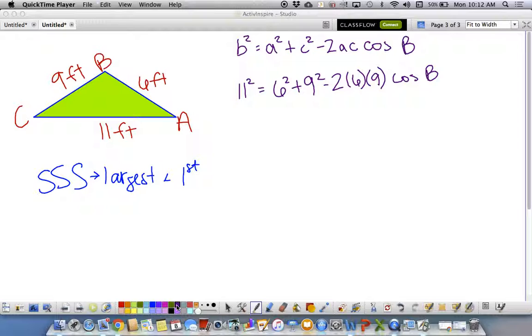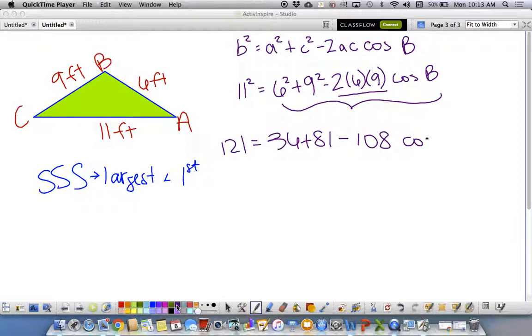Oh, longest. Because the biggest question is right here. Can I subtract 36 plus 81 minus what's 12 times 9, 108? No. Okay. The biggest thing is you cannot subtract. Ooh, that's a plus. 117 minus 108. Okay? Why? Because it's connected, multiplied by cosine B. So you're going to subtract 117 from both sides.